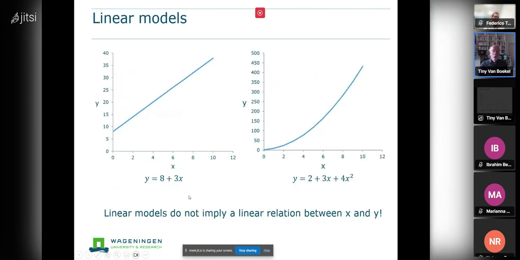Linear models therefore do not mean a linear relation between x and y. It means just that they are additive. So also this kind of curve, which is a polynomial, you could analyze with linear regression, even though the relation itself is not linear.